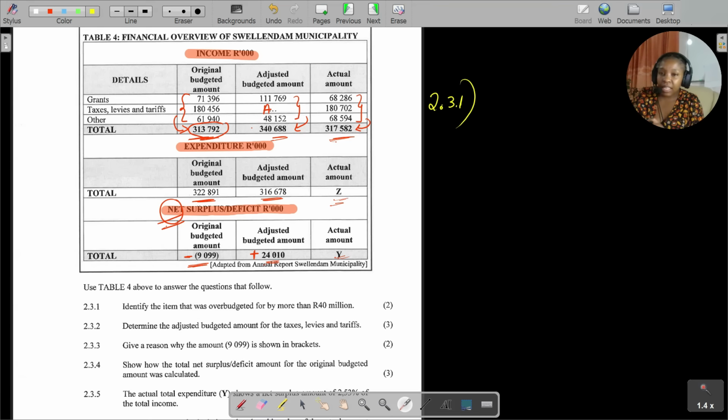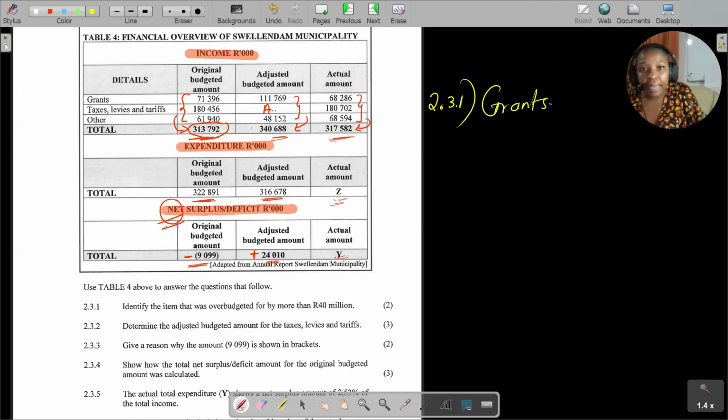So we can see there, if you take that 769 and you minus 396, you can see that the item that was over budgeted for more than 40 million is actually the grants. Because if you take those two values, this amount minus this amount, you actually get 40,373, remember, 000. So it's basically the grants. Okay, I hope that makes sense.